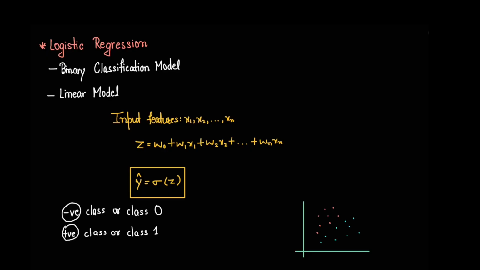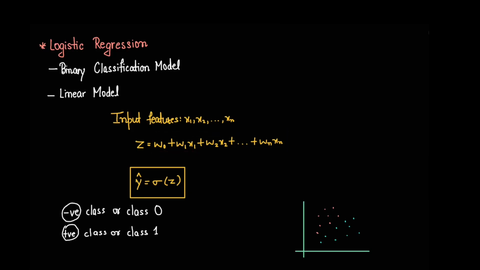Now at its core, logistic regression is also a linear model. What does that mean? Just like linear regression, we are going to compute this value. If we have the input features as x1, x2 up to xn, we're going to find w0 plus w1 x1 plus w2 x2 up till wn xn. This is what we're going to compute.